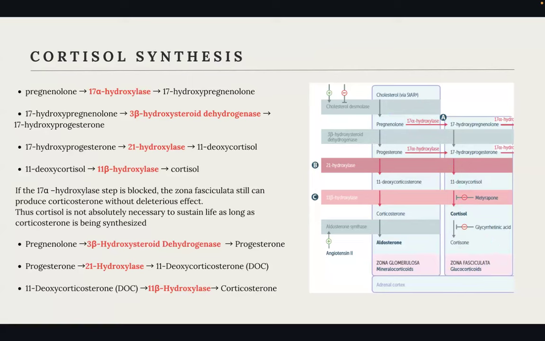Realistically, if you were to take a blood sample or a saliva swab, whatever it may be, and measure cortisol, you'd have a decrease in cortisol. But cortisol effects, they're not going to be lost, which is why here they've said that 17-alpha-hydroxylase step block won't have deleterious effects, because you still could create corticosterone and you can sustain life just fine because you have these enzymes, the 3-beta, the 21-hydroxylase, 11-hydroxylase in the zona fasciculata. I hope that made sense.